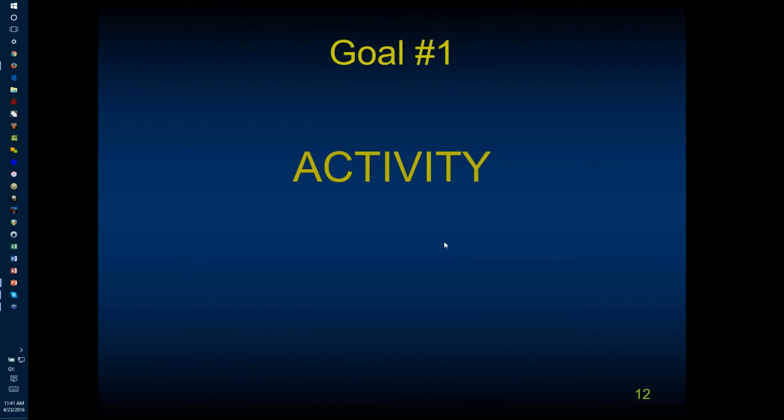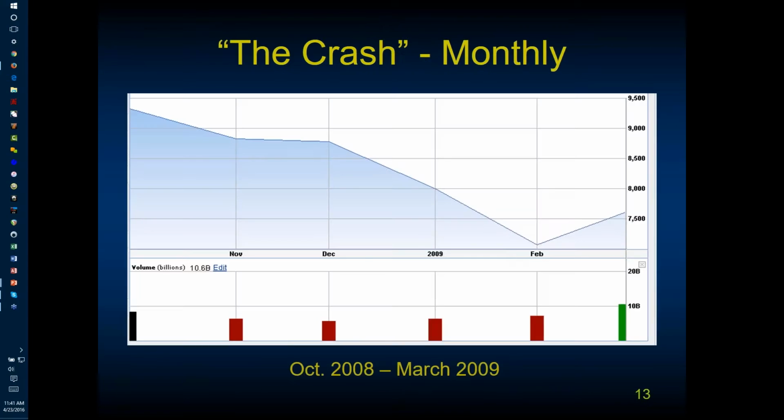So let's talk about activity. We take our lesson for activity from the worst period in trading that any of us can remember, and that is the big crash in October 08 to March 2009. And here's the lesson. It's very simple. If you were a monthly trader, holding positions of 3, 4, 5, 6 weeks, clearly the crash hurt. It hurt like crazy, and many people found their portfolios cut in half or worse.